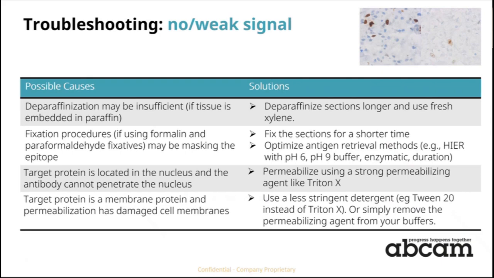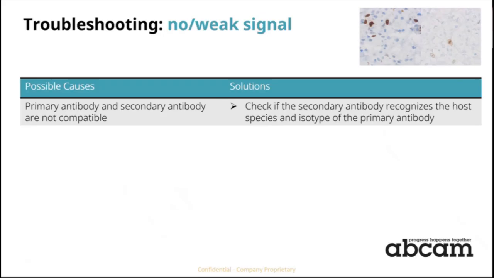If the protein is a membrane protein and permeabilization has damaged the cell membrane, it might also lead to a lack of signal. For this, you can consider using a less stringent detergent such as Tween 20 instead of Triton X. Triton X is more for when you intend to detect nuclear proteins. And other times, no staining can also be due to reagent issues.